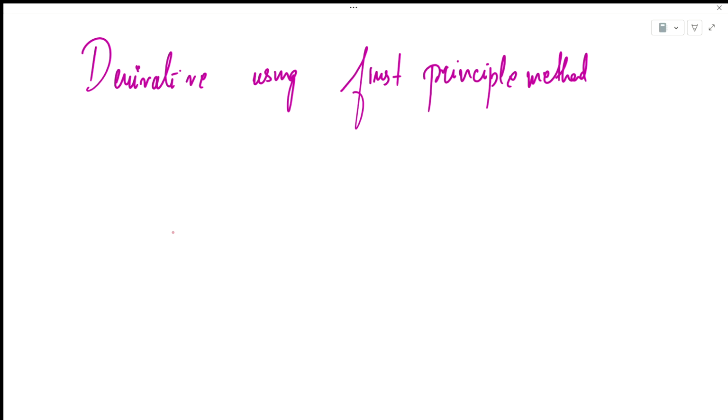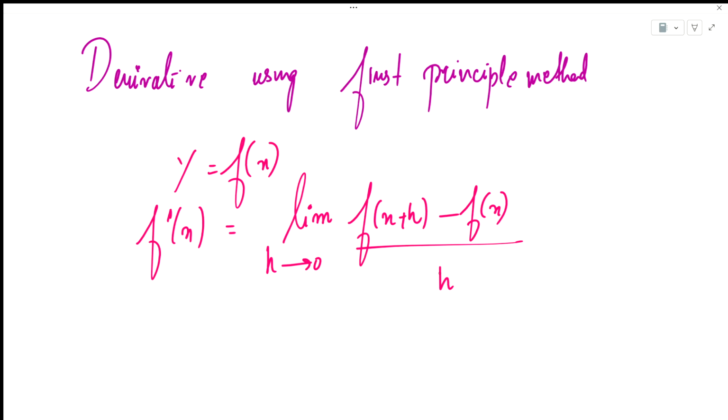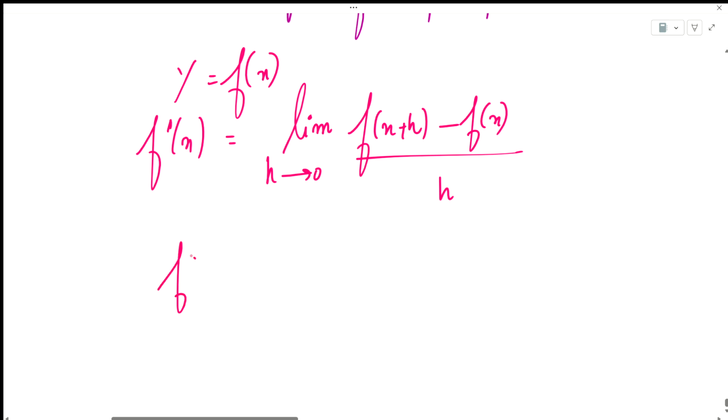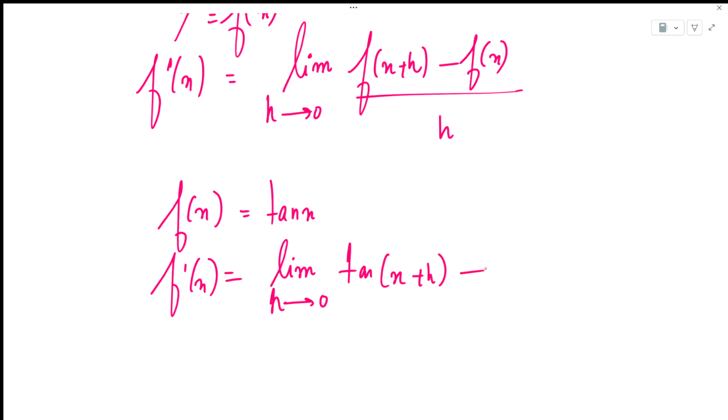If we have a function y equals f of x, then f dash x, which is called the derivative, is given as limit h tends to 0, f of x plus h minus f of x upon h. So let us take an example. Let us say that f of x is equal to tan x. I'll just plug in the value. What is my f dash x? It will be limit h tends to 0, tan of x plus h minus tan x, and this will be divided by h.